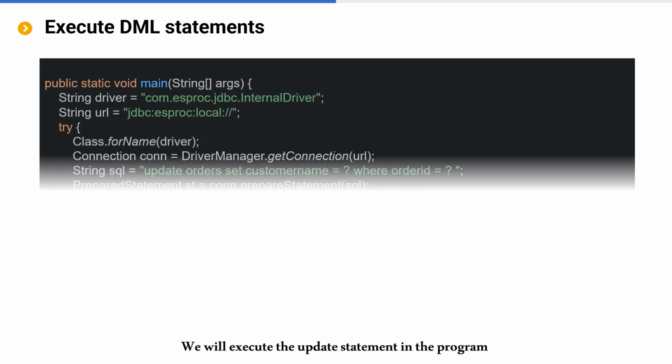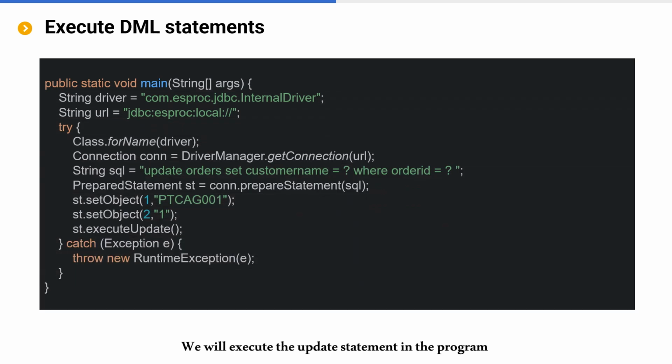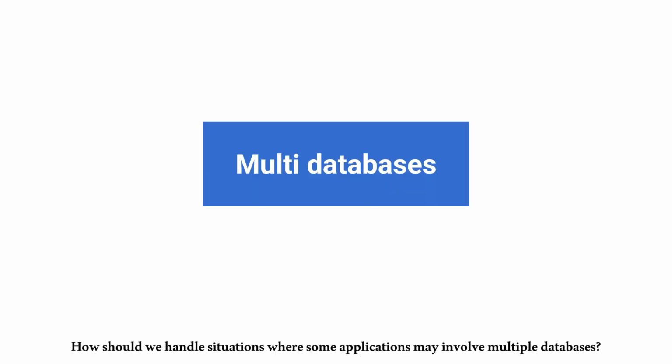Through this gateway script, DML statements such as update can also be executed. We will execute the update statement in the program, and see that it will also be translated into the corresponding database statement, and the update is successful. All SQL can be seamlessly migrated. How should we handle situations where some applications may involve multiple databases?